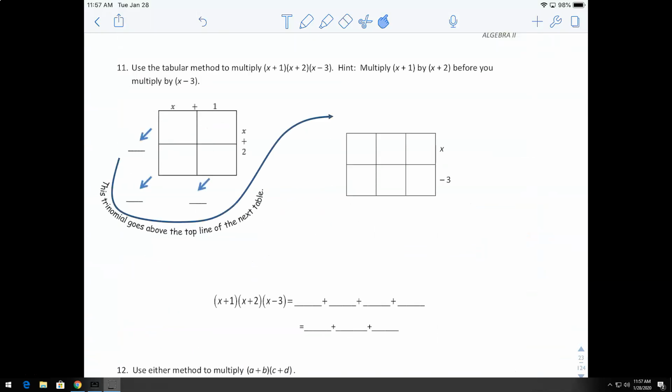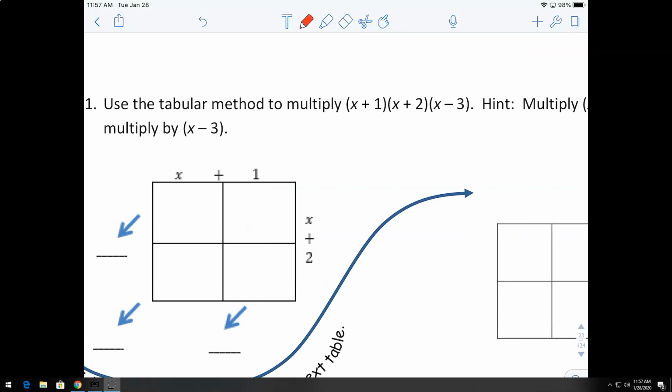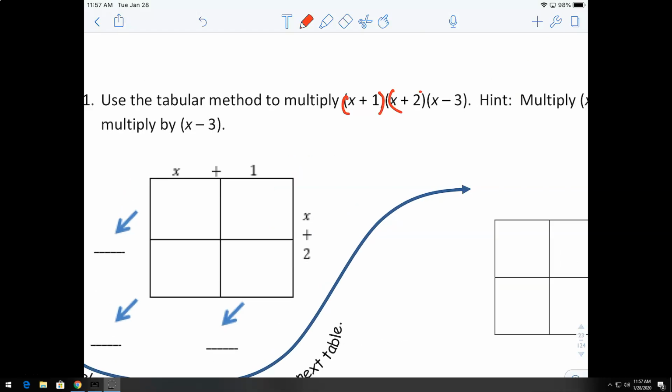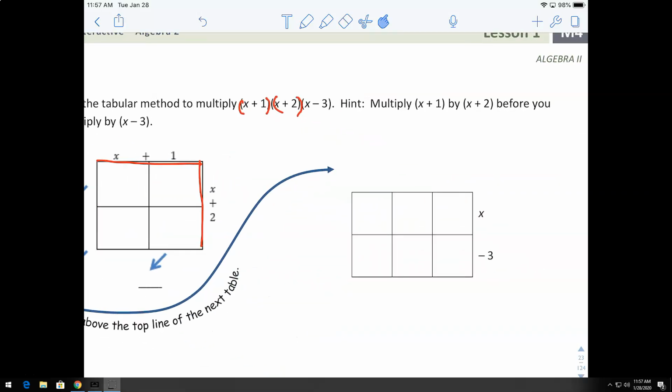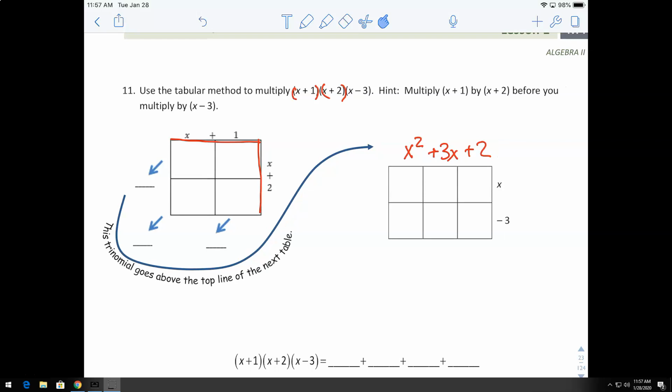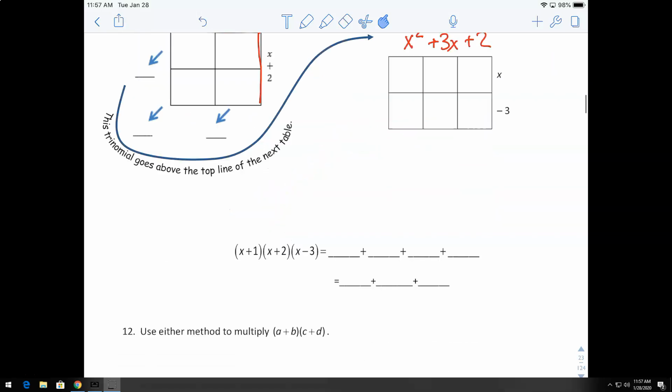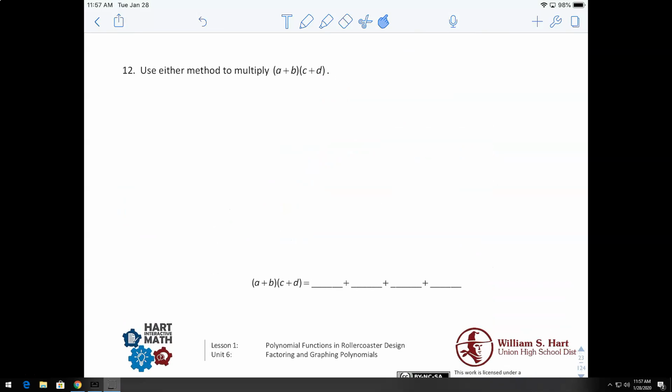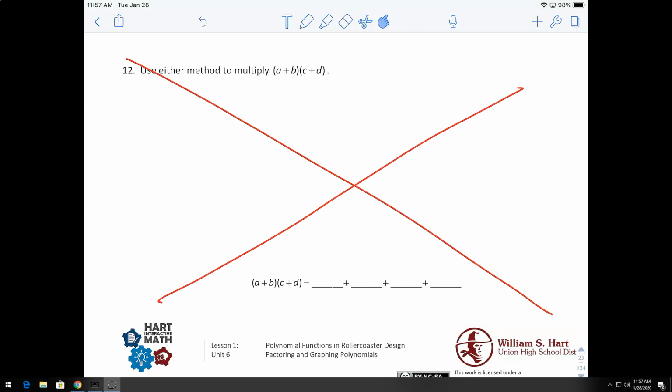So when I have things that are side by side by side, I need to do them two at a time. So I take the x plus 1 times the x plus 2. The answer I get from this will be x squared plus 3x plus 2. And you need to bring that over. So you need to show your work, bring that over, and then do another box. Then they want you to show me with a plus b times c plus d. I'm excusing you. We're not doing that.